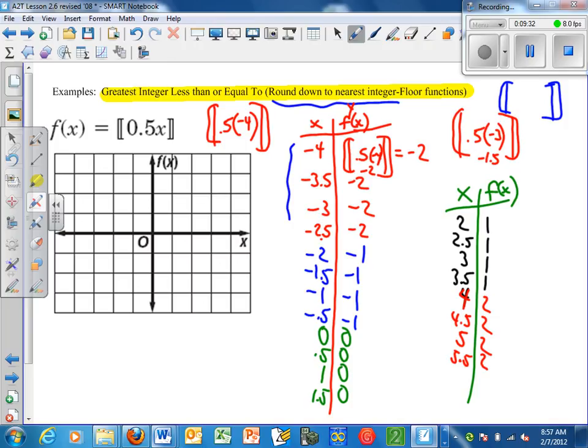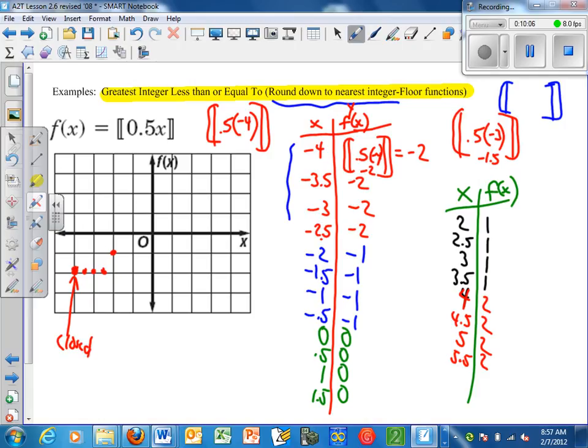At negative 4, we're at negative 2. So we're right here. At negative 3.5, we're at negative 2. At negative 3, we're at negative 2. At negative 2.5, we're down here at negative 2. Okay, but then at negative 2, we actually jump up to negative 1. So what that means is I have a closed circle right here. So this one needs to be closed.